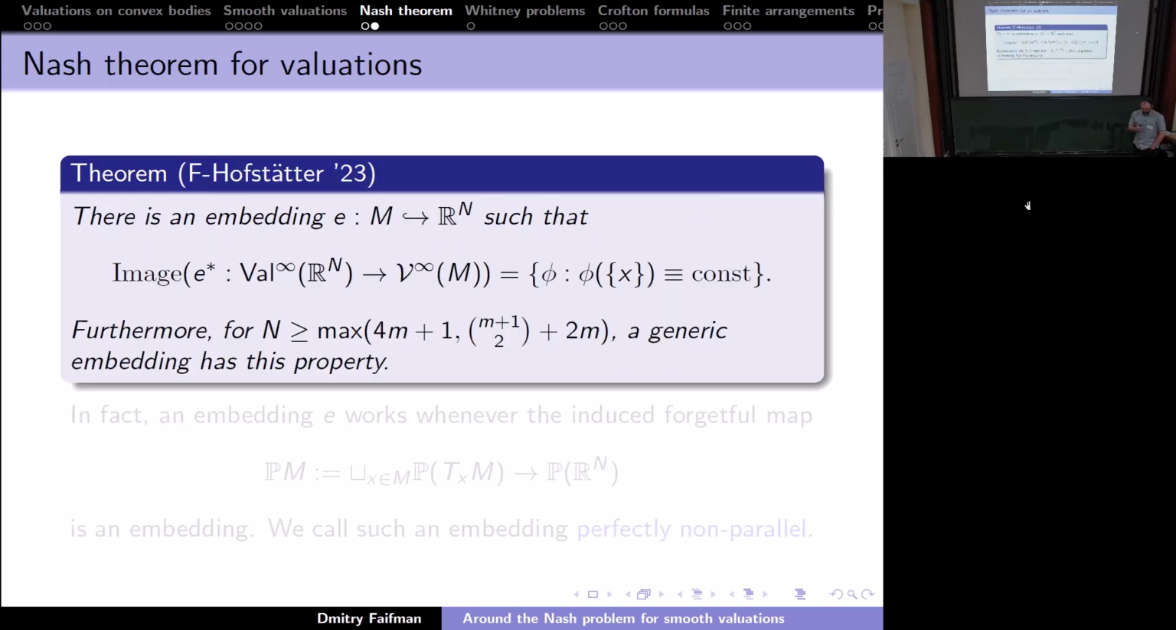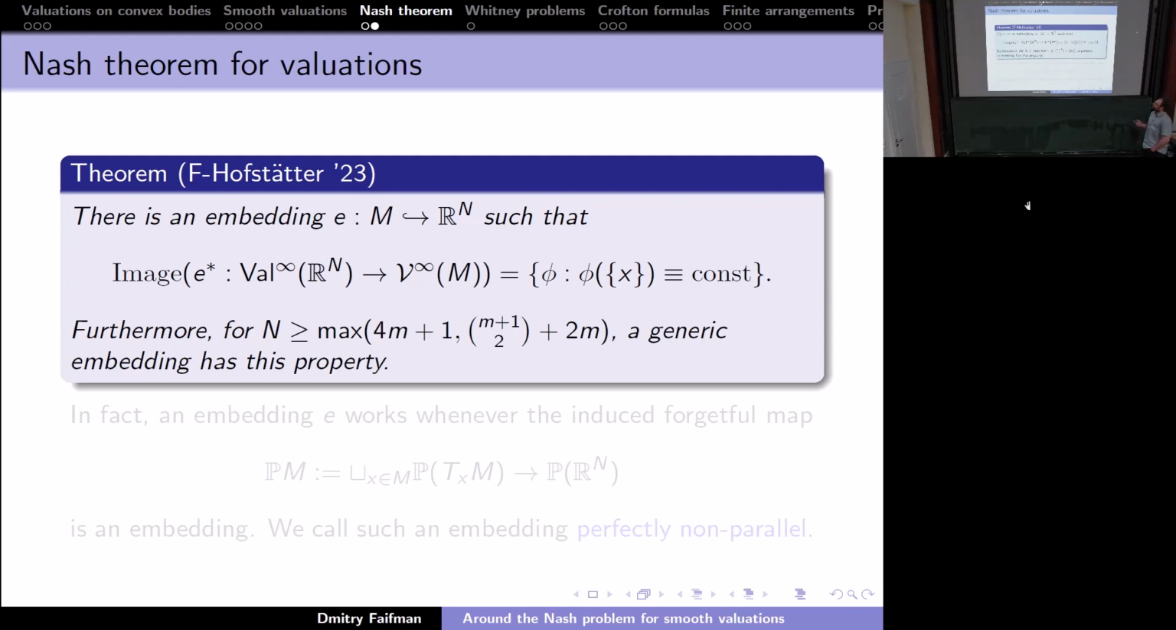Everything I'm presenting is joint work with Georg Hofstaetter. The theorem is that this is the only abstraction. And in fact, something much stronger holds.